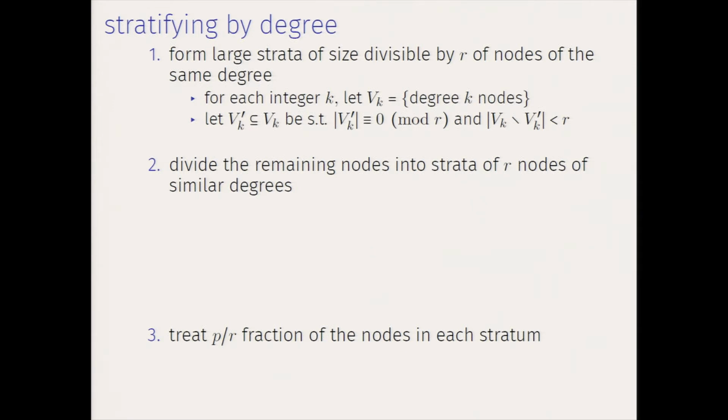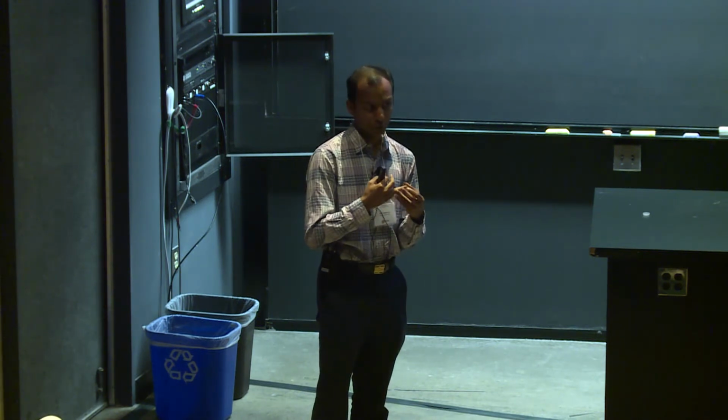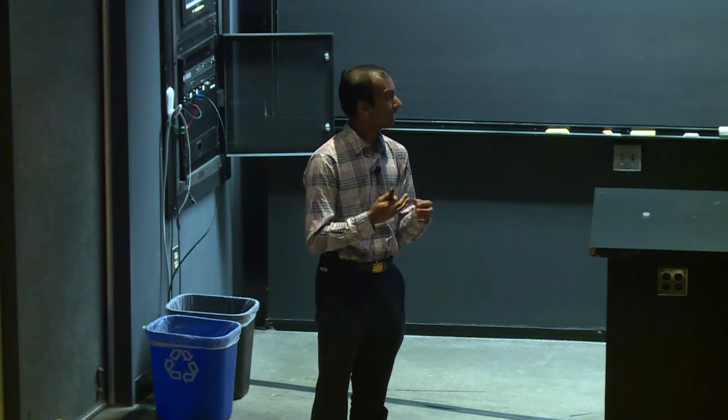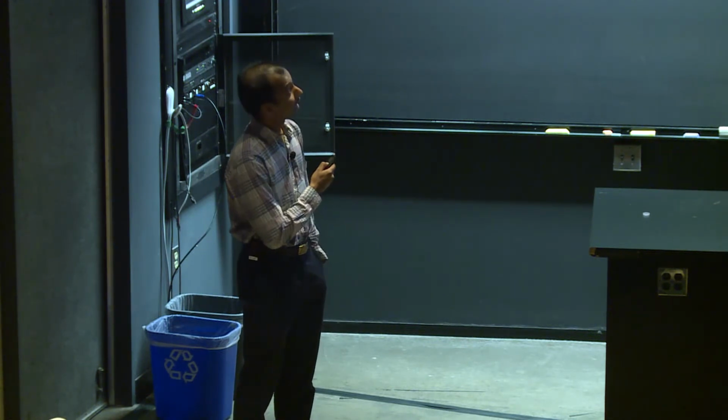So to form the large strata, what I do is the following. We let vk be the set of degree k nodes, and the stratum is going to be some subset v prime k. And that should have size divisible by r, and this v prime k should be essentially as big as possible. So it should miss at most r vertices. So v prime k is a set of nodes of degree k that has size divisible by r and is as big as possible among such choices. So that's the first kind. Those are the large strata.